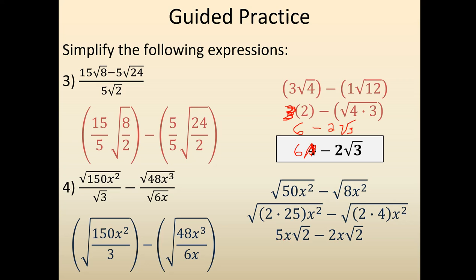Now, because these have like terms, both having an x rad 2, I can combine and subtract their coefficients to get 3x rad 2. And that's pretty much it. So again, the steps are pretty much identical to multiplying, and it's very quick and easy as long as you make sure that you do everything step by step.